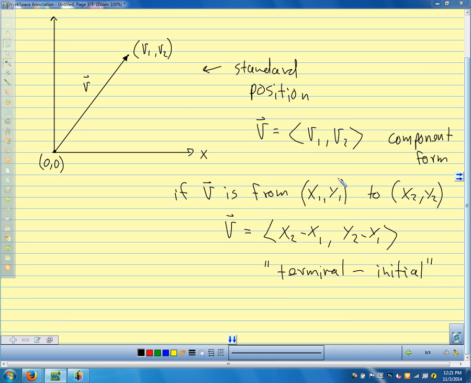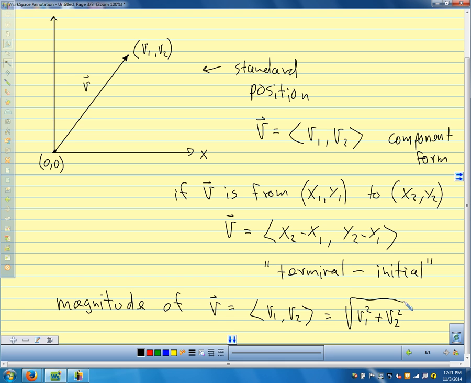And component form makes it really easy to find our magnitude. So the magnitude of v in component form, v1 comma v2, is just the square root of v1 squared plus v2 squared. One side of my little triangle is v1 units, the other side is v2 units, and we can use this to find the length of the hypotenuse, the magnitude.